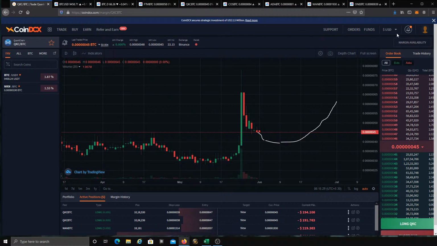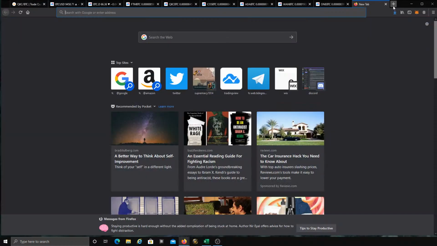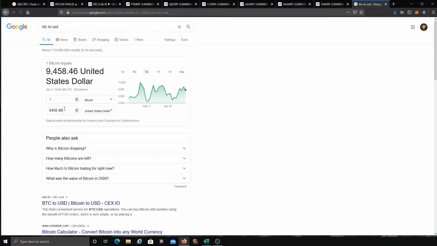Quick refresher of everything we went through. So again, this was BTC to US dollar. Okay, so again, I started this account with about $500, so that is 0.053 Bitcoin.